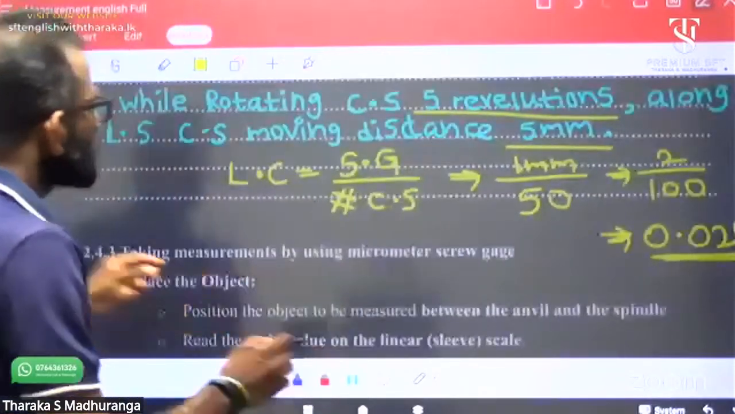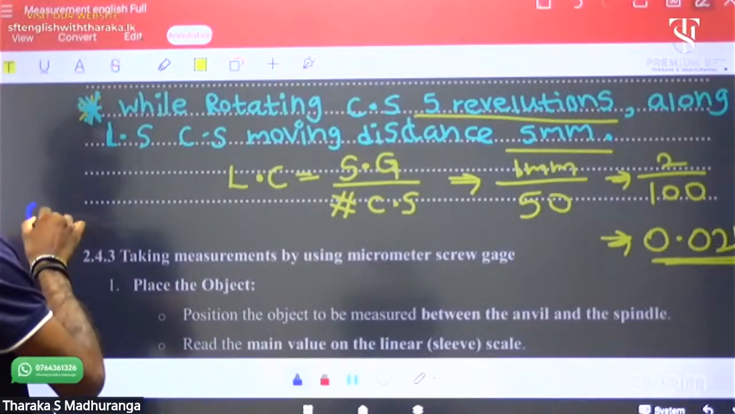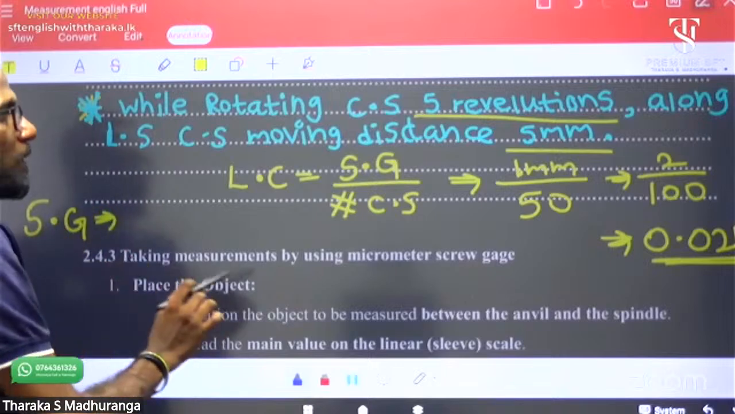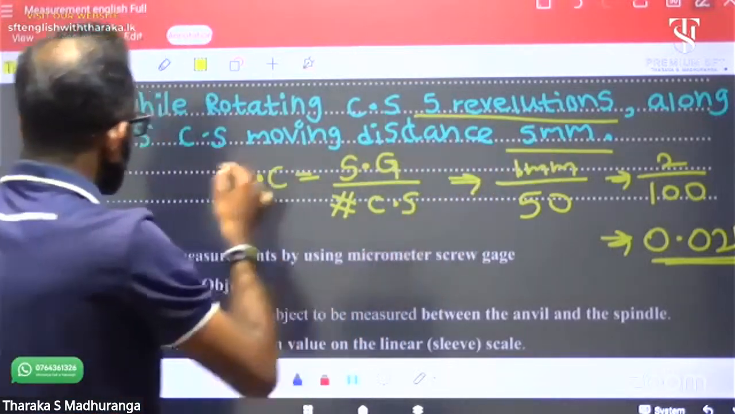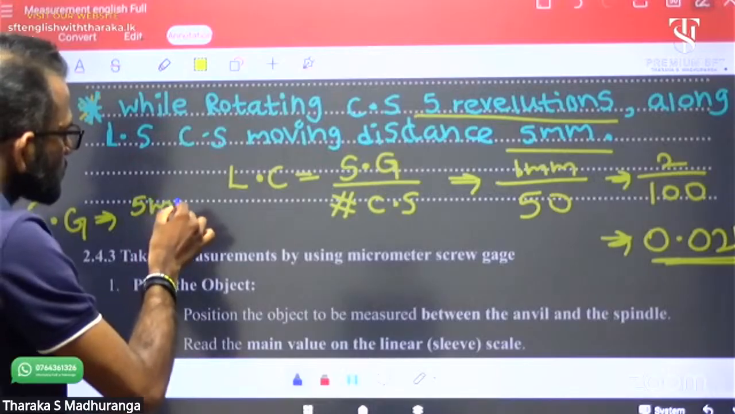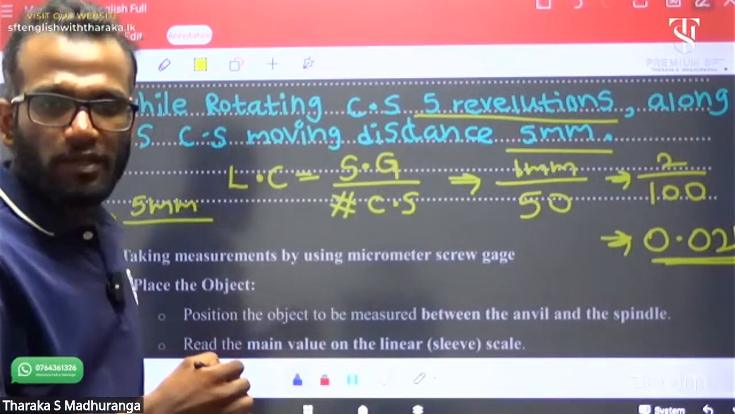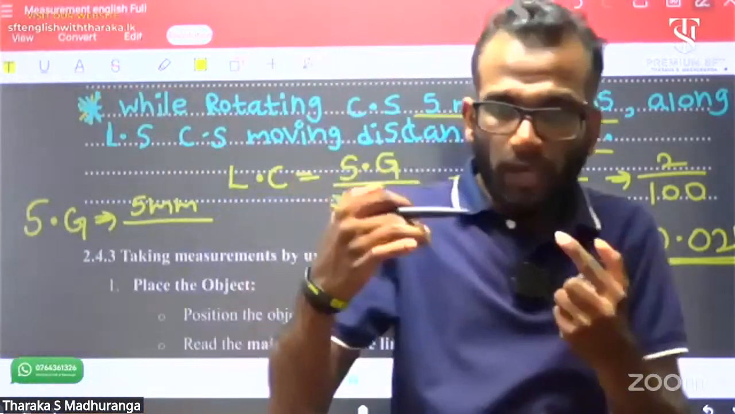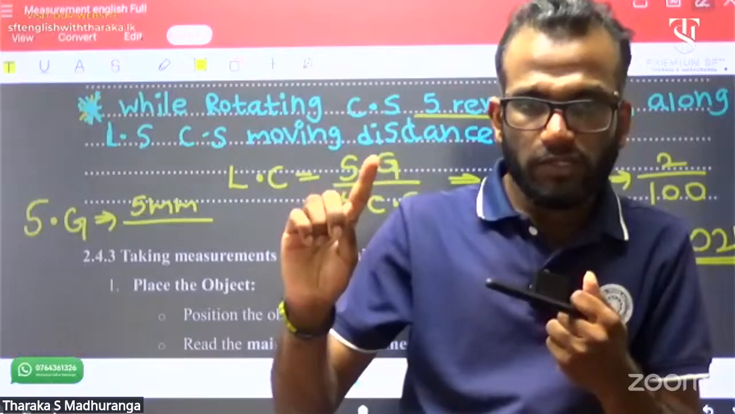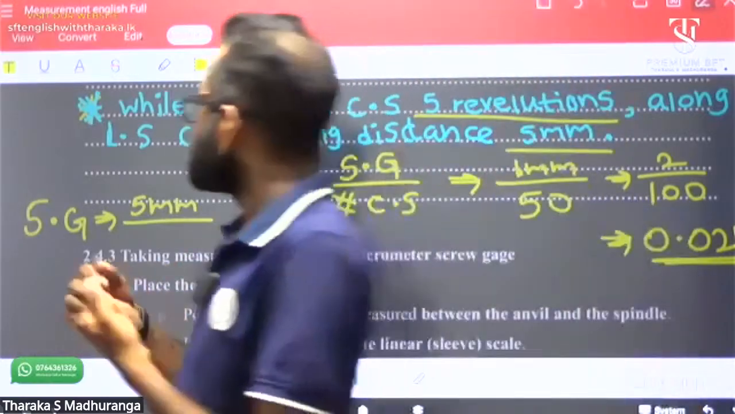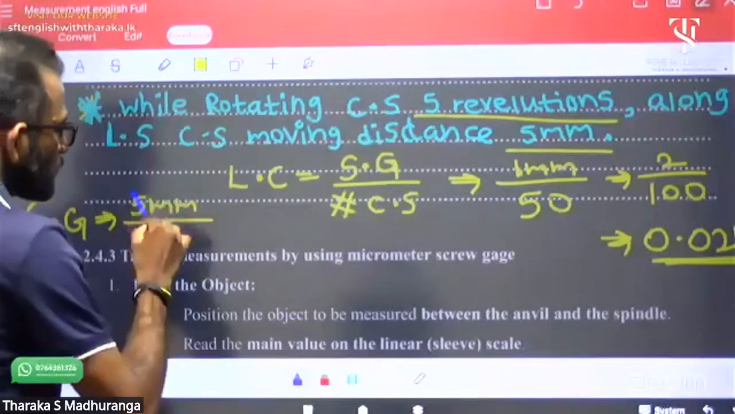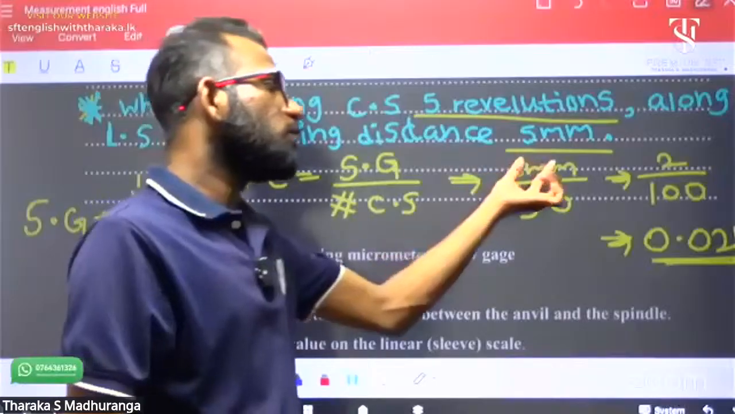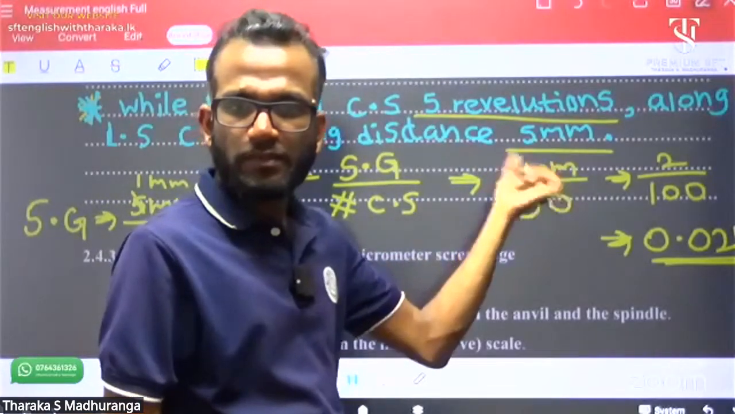Now, how to calculate the screw gap? The moving distance is 5 millimeters within 5 revolutions. The screw gap means the distance within one revolution, so we divide by 5. Then 5 and 5 cancel out. It is 1 millimeter. Now I just substitute 1 millimeter into this equation.